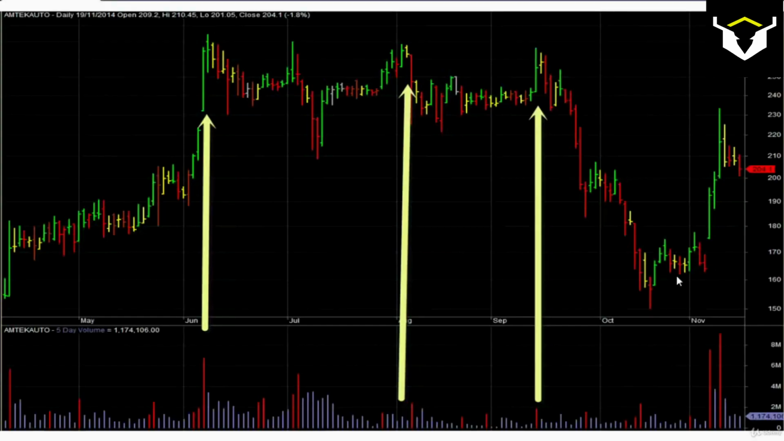Amtech Auto was a perfect example of the fact that volume did precede price. You can see here prices made a new high on volume, but then volume simply contracted even when prices continued to trade sideways, definitely telling us that upside momentum has dried up. People are not looking for prices to go to a new high. And later on, the warning of volume was confirmed by the downside price move, which went as low as 150.